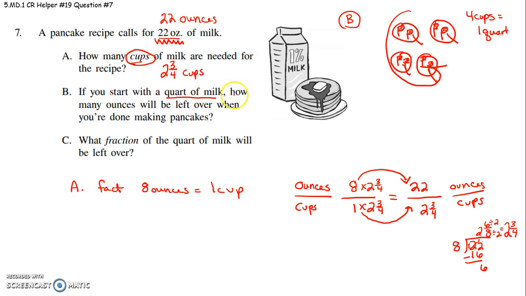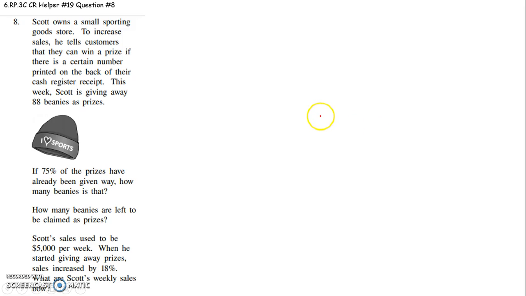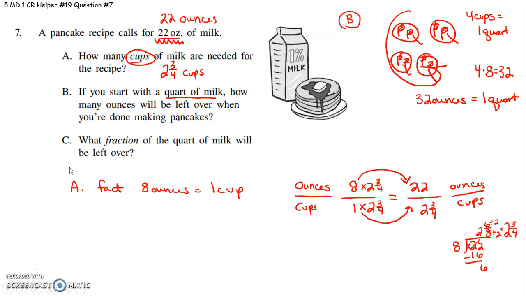So if you start with a quart of milk, how many ounces will be left when you're done with your pancakes? Okay, so first of all, a quart of milk is the same as 4 cups. How many ounces in a cup? 8 ounces in a cup. So if I have 4 cups, I have 4 times 8 is 32. So there's 32 ounces in 1 quart. Oops, sorry about that, I jumped slides. Let me go back. So there's 32 ounces in 1 quart. So if I start with a quart of milk, it means I start with 32 ounces.